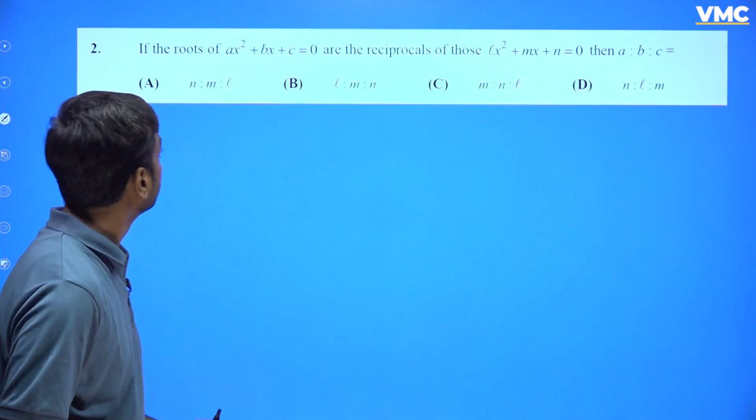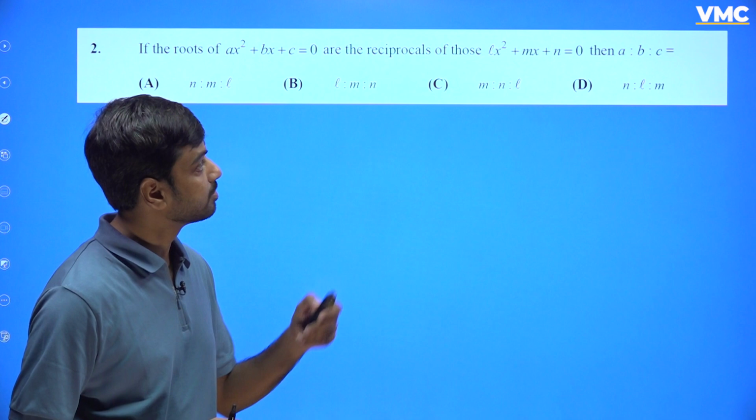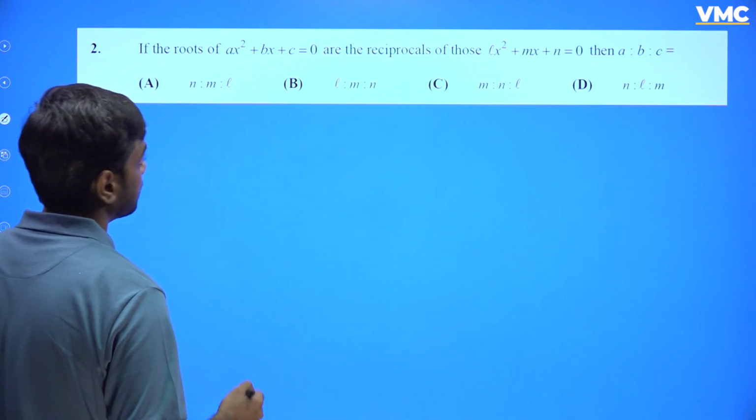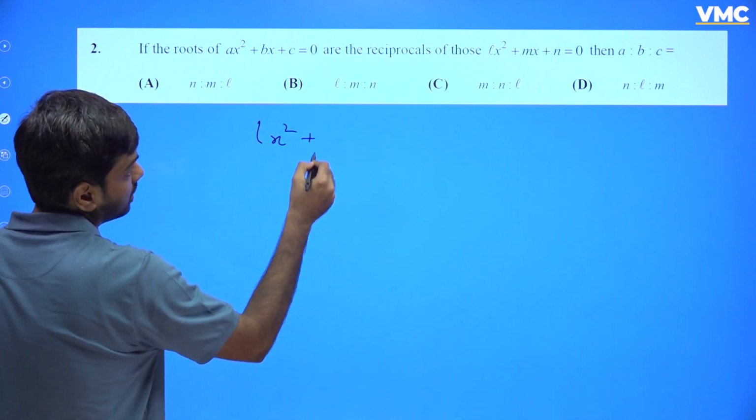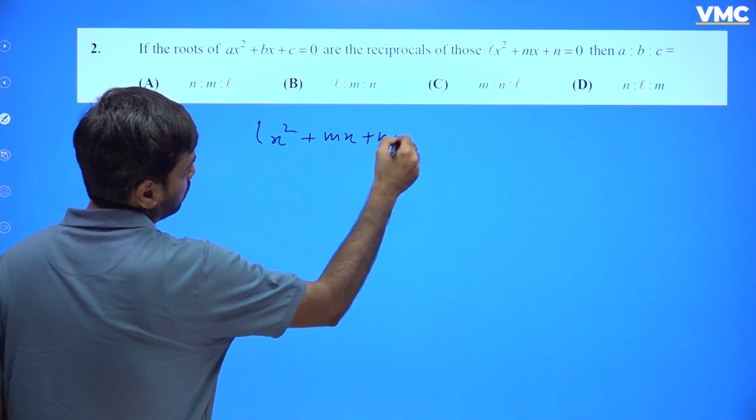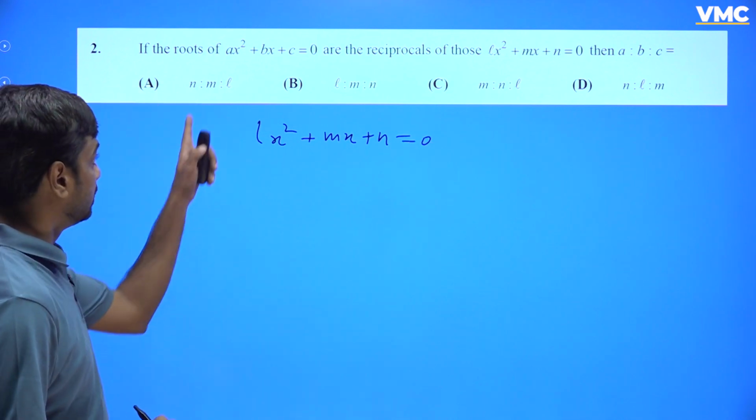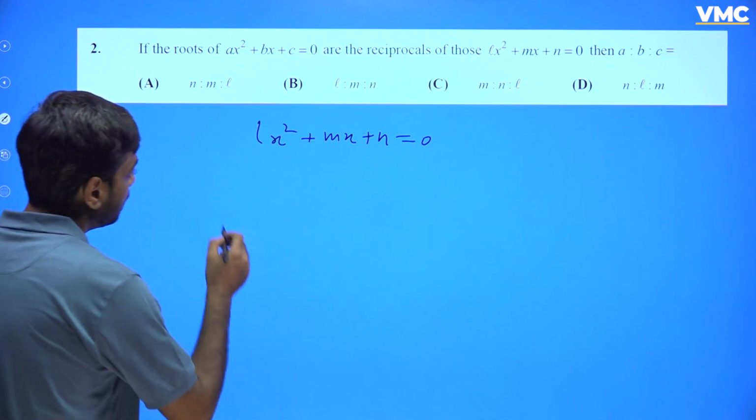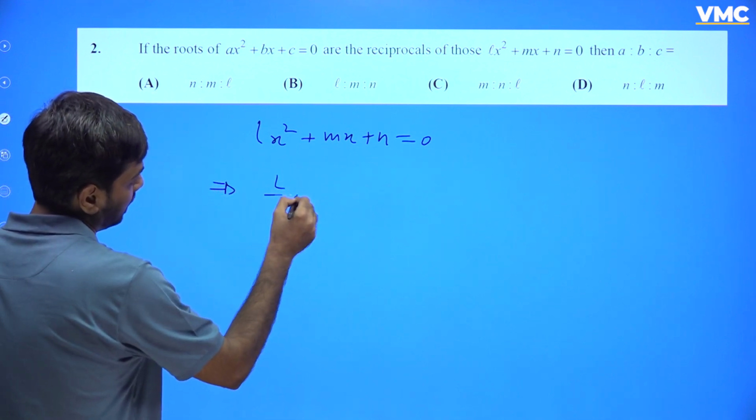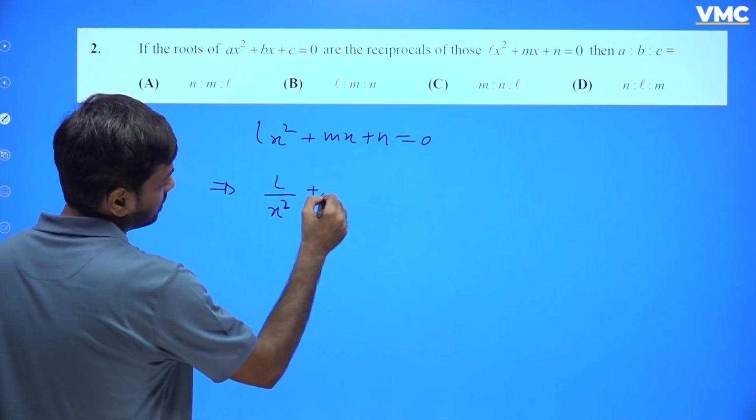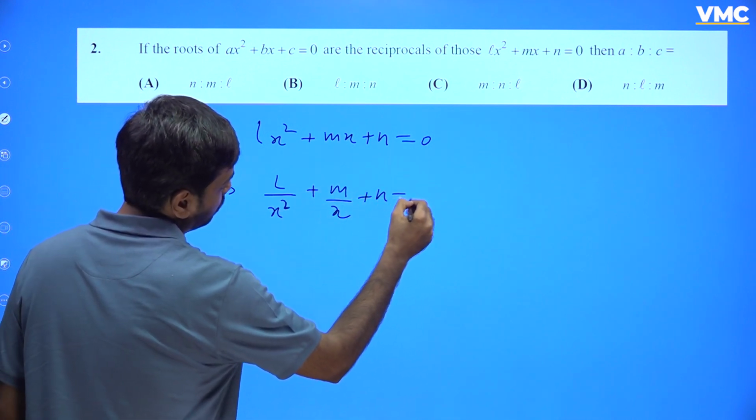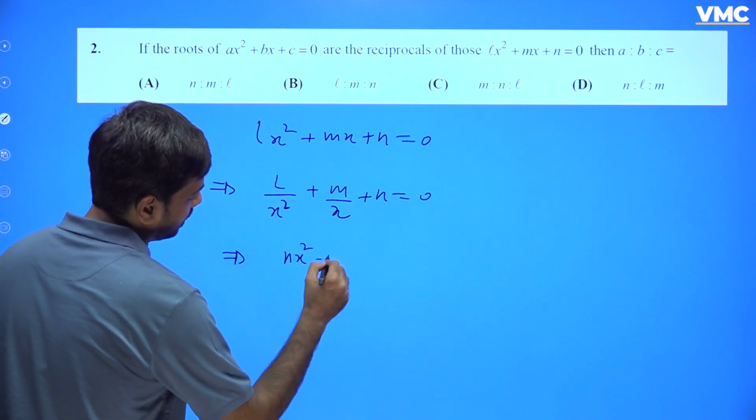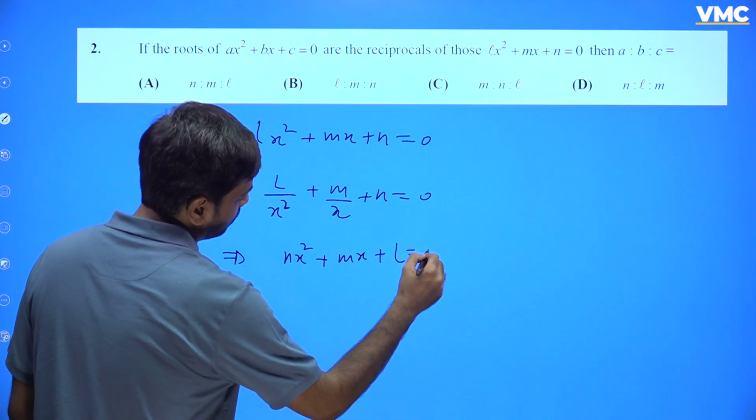Move to the next. If the roots of ax square plus bx plus c are the reciprocal of the roots of lx square plus mx plus n equal to 0, then find the ratio of a is to b is to c. So in this question, lx square plus mx plus n is equal to 0, right? The roots of ax square plus bx plus c are the reciprocal. So in such a question, just replace x with 1 by x. So we have l upon x square plus m upon x plus n is equal to 0, right? Finally, when you take the LCM, nx square plus mx plus l is equal to 0, right?